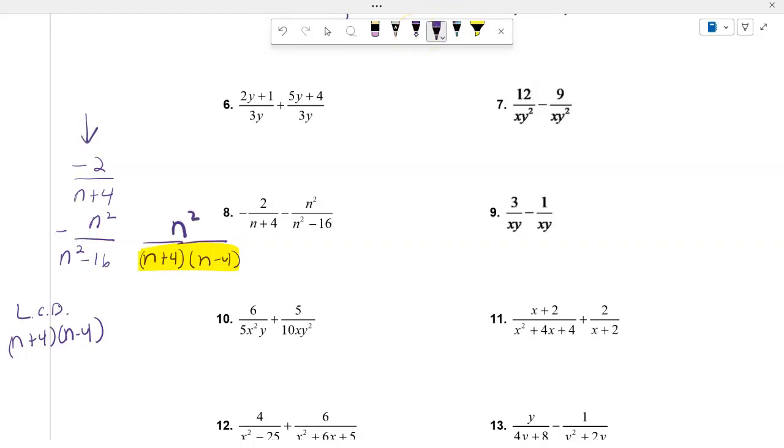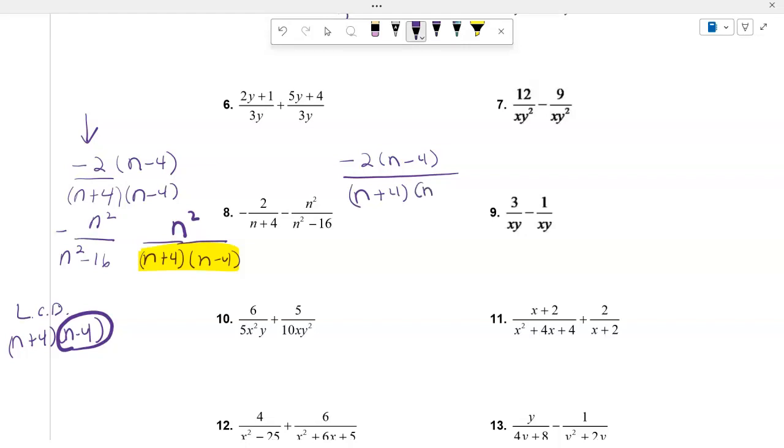This fraction we have to change. We already have an n plus 4, and we need an n minus 4. So you're going to multiply times n minus 4. Now I'm going to have this fraction, negative 2 parentheses n minus 4 divided by our common denominator, which is n plus 4 times n minus 4. And then the other rational was n squared over n plus 4 times n minus 4.